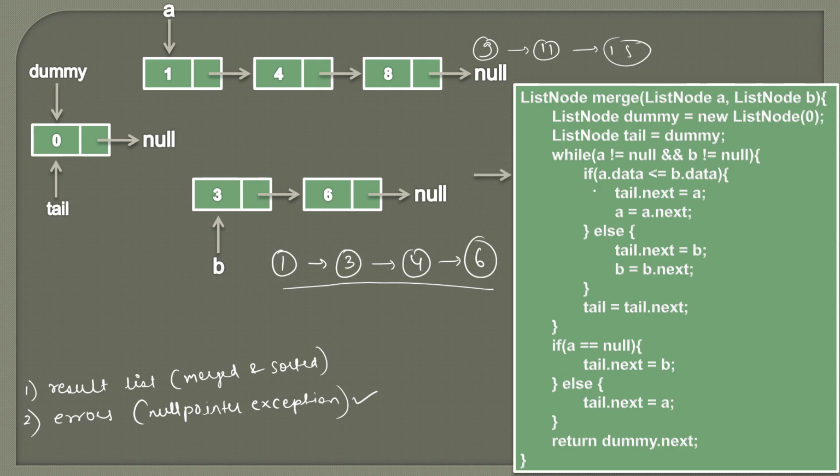Now we provide if and else conditions, and here what we are doing is, as we want to merge these two sorted singly linked lists such that the resulting list is also sorted, we compare the data of A and B and we check which data is less. So in this if condition we are checking whether A's data is less than or equal to B's data or not. So here you can see 1 is less than 3. We are comparing 1 with 3. So 1 is less than 3.